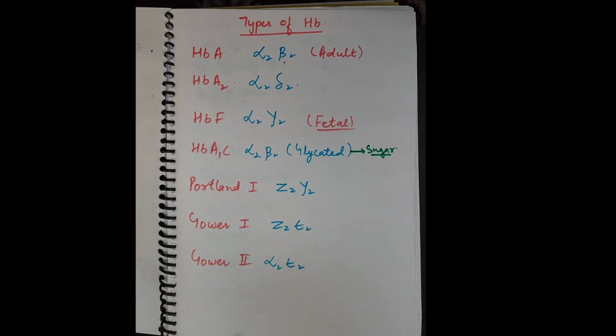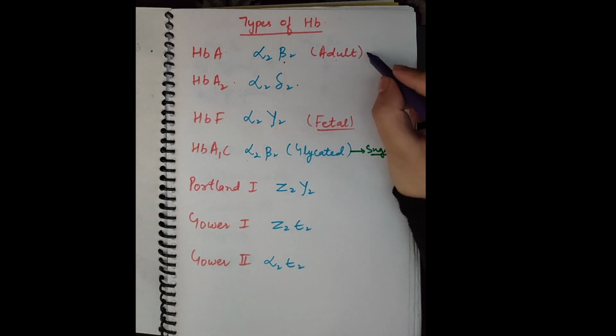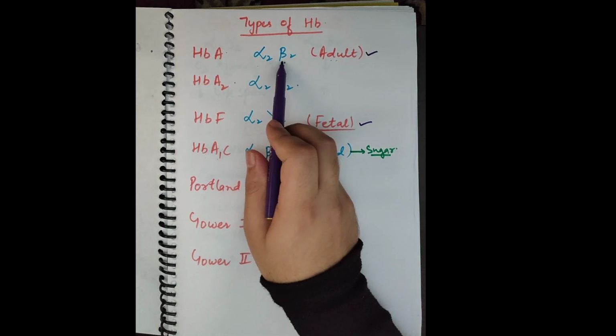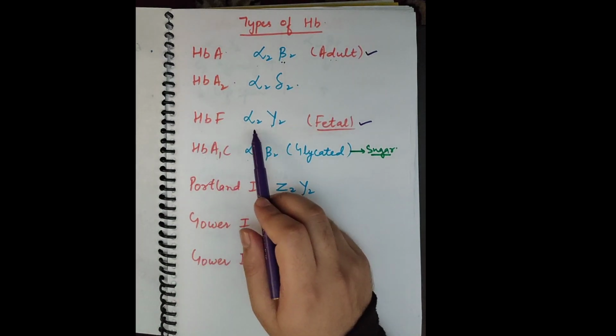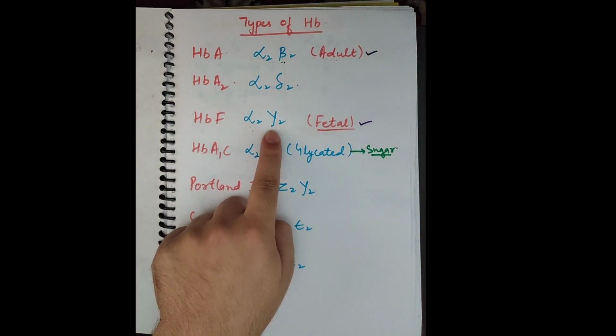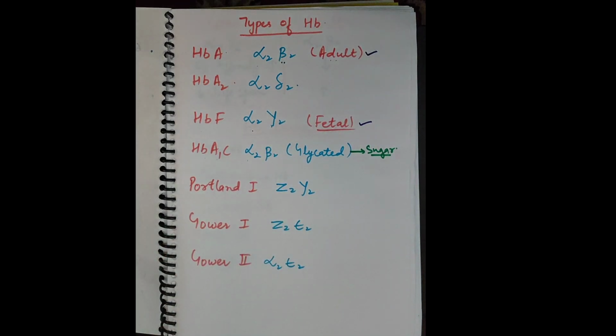If I say what is important for you, the adult hemoglobin and the fetal hemoglobin. Adult hemoglobin has alpha 2 and beta 2 chains, and fetal hemoglobin has 2 alpha and 2 gamma chains. These chains have different affinity for oxygen. The highest affinity is for gamma chains as compared to the beta chains. Fetal hemoglobin has more affinity for oxygen as compared to the adult. It is because of the presence of gamma chains. Because the fetus has gamma chains, it has more affinity for oxygen.